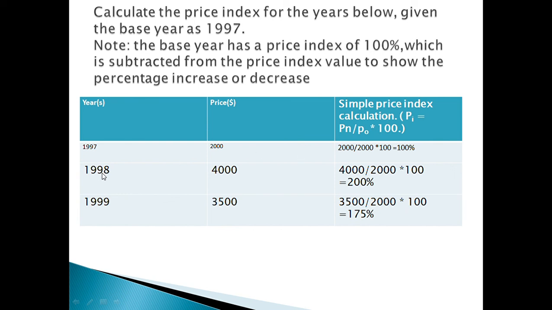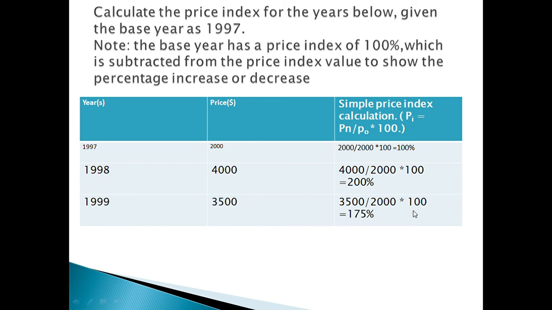Now, for 1998, the price is 4,000, and we are going to have the price for the current year, which is 4,000, divided by the price for the base year, which is 2,000. Then we have this here times 100. And when you calculate all of this, we are having 200%. For 1999, we have the current price to be 3,500 divided by the base year price, which is 2,000 times 100. And when we calculate this out, it's expressed in percentage, 175%.